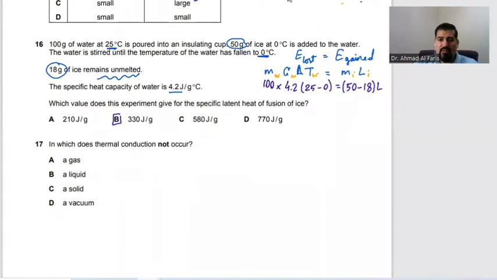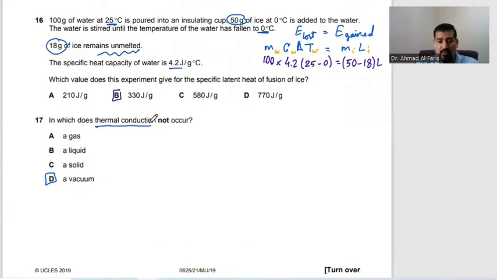Okay. Number 17. In which does thermal conduction not occur? A gas, a liquid, a solid, a vacuum. Thermal conduction doesn't occur at all in a vacuum. In gas, liquid and solid, the molecules are in touch, so they transfer energy by conduction. It doesn't matter how much energy they transfer, but they do transfer energy. In a vacuum, there is no energy transfer by conduction.